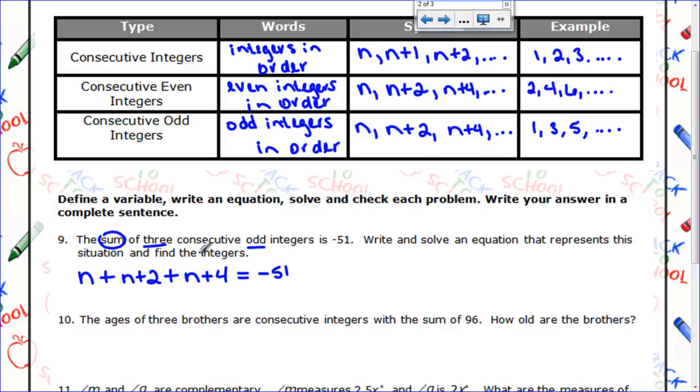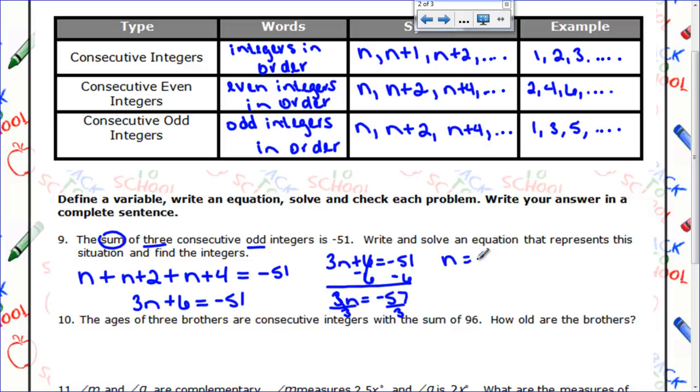Well, let's simplify this equation, because that's kind of icky for solving. So I have 3 n's total. And then when I add my numbers, 2 plus 4 is 6. So this is really 3n plus 6 equals negative 51. So there are 2 ways to find my integers. Way number 1, take your equation, 3n plus 6 equals negative 51, and let's solve it. We subtract 6 from both sides, which gives us 3n equals negative 57. And then divide both sides by 3, and you get that n is equal to negative 19.